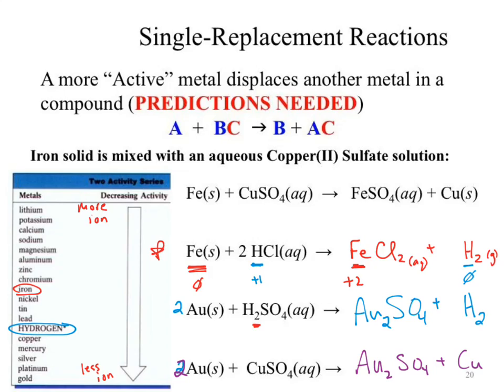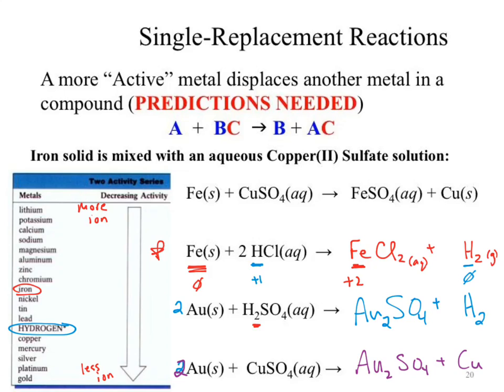So we now go to the equation and say, where is iron an ion? Where does it have a charge? As a reactant or as a product? As a product. Iron wants to be an ion. So what is iron going to do? In this case, it will react with hydrochloric acid because then it can become an ion. This reaction occurs.